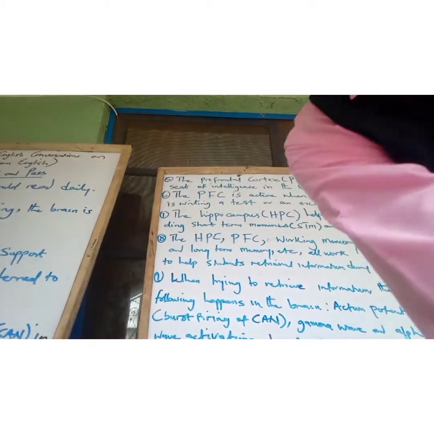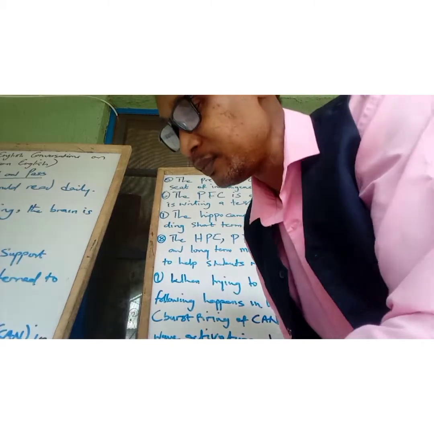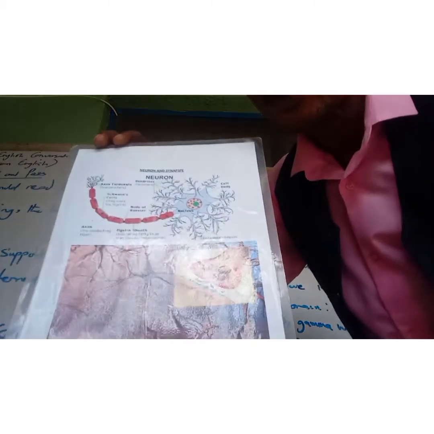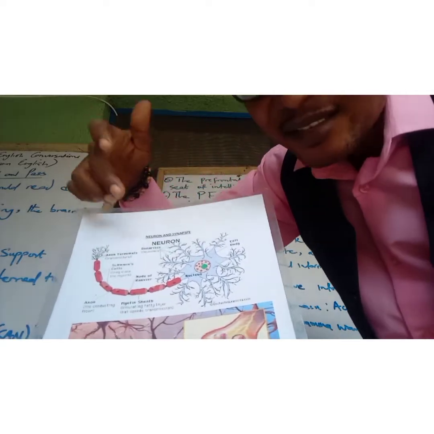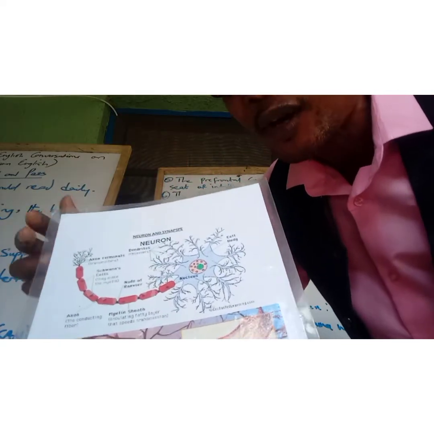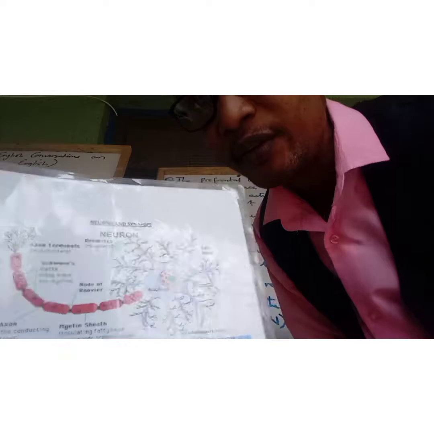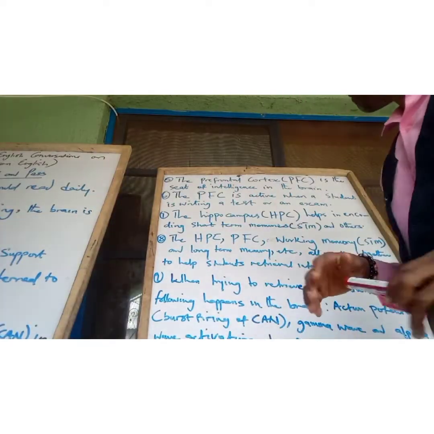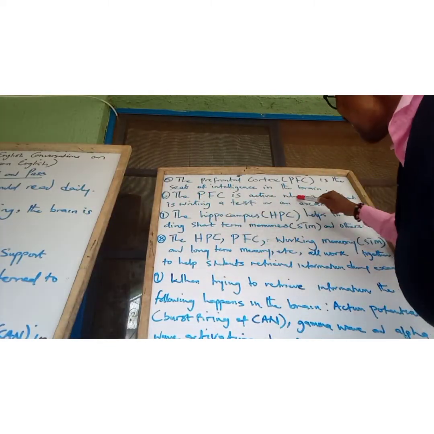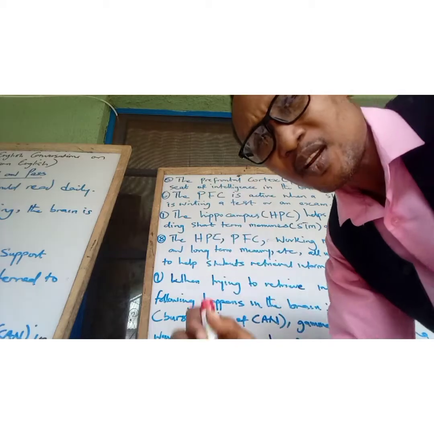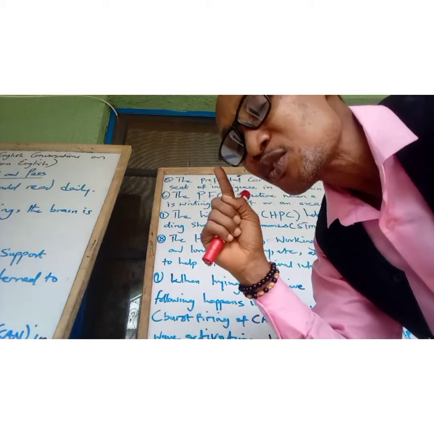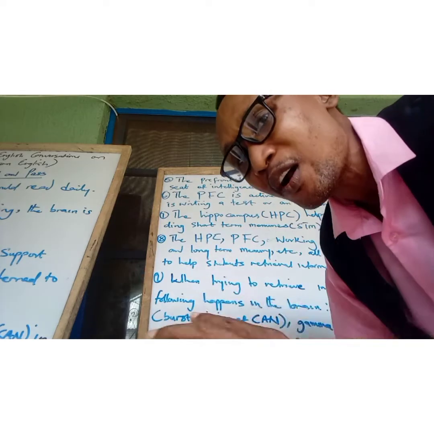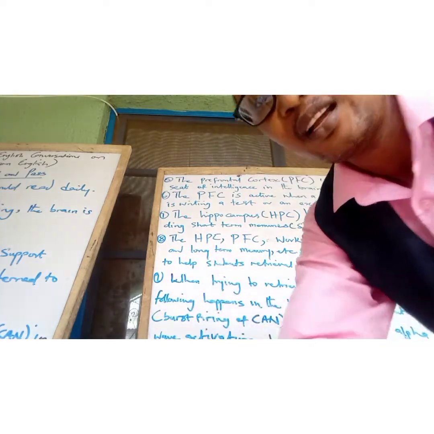Then the next one, this is an image of what? Of a neuron. These are neurons, cells in the brain. Like I said, we have about 86 to 100 billion neurons. So the prefrontal cortex is active when a student is in the exam hall. Do not forget the prefrontal cortex is active. But it is not only the prefrontal cortex. There are other organs of the brain that become active at that moment.